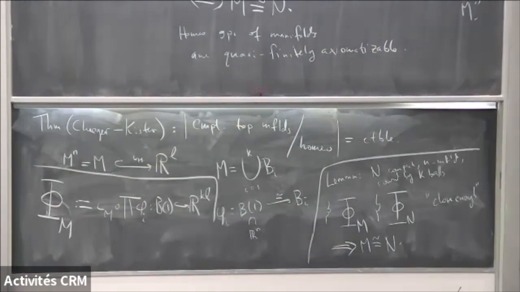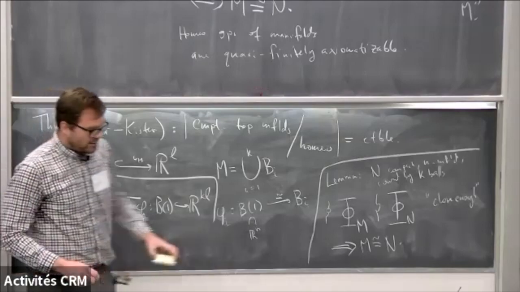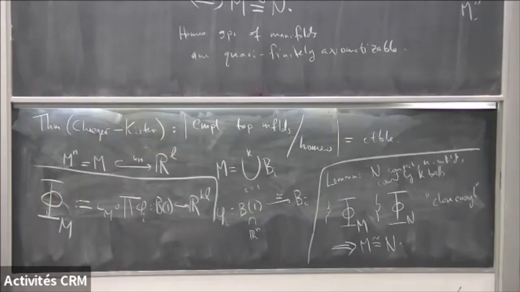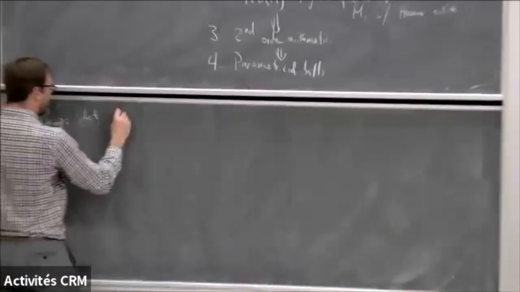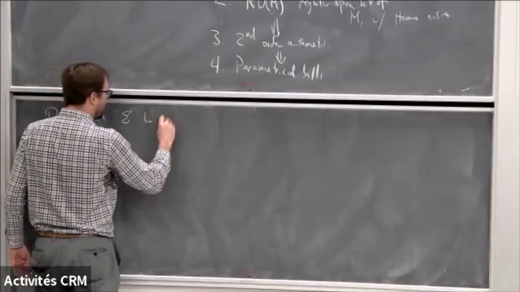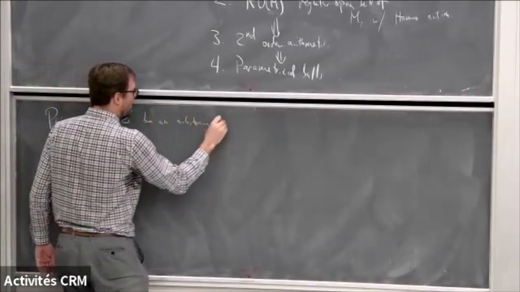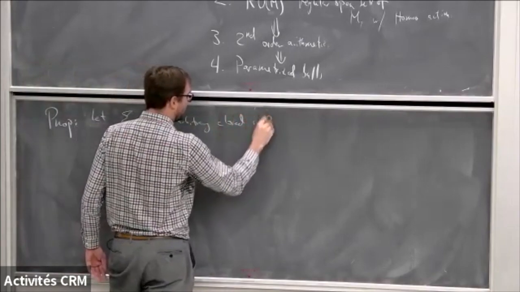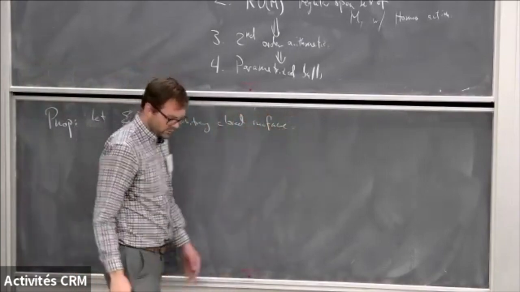So what else can you do with homeomorphism groups and first order logic? Well, it turns out that you can say almost anything that you might want to be able to say about a manifold. So here's a sample result. Here's a proposition. Let sigma be an arbitrary closed surface, so a two-dimensional manifold.